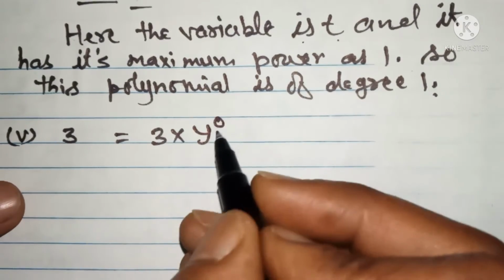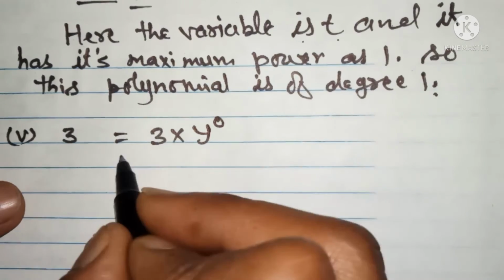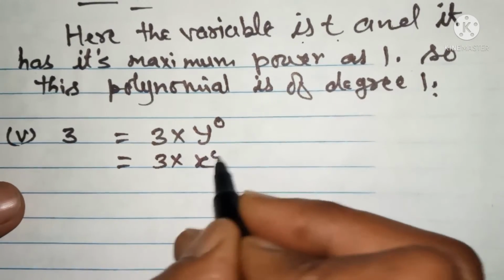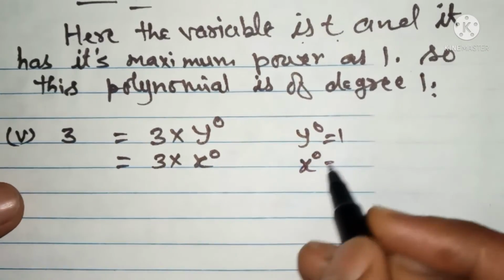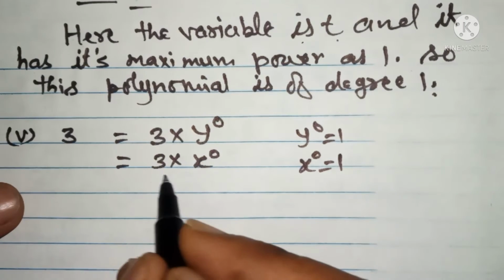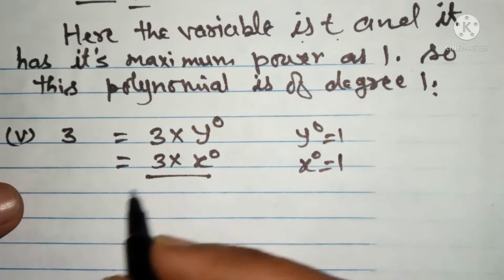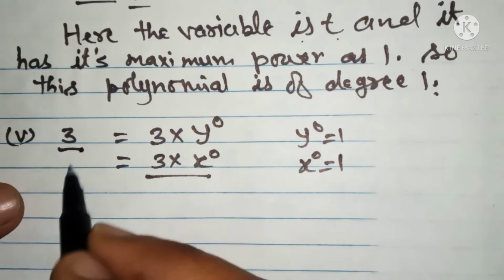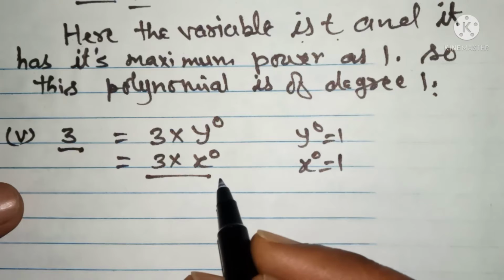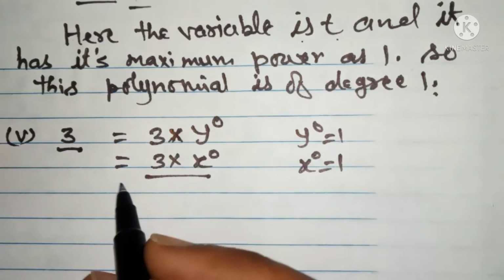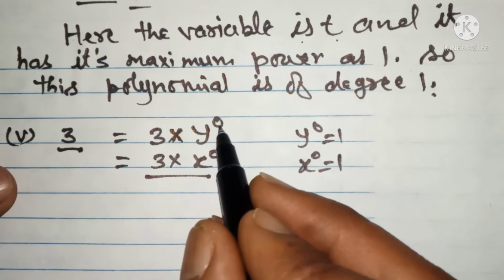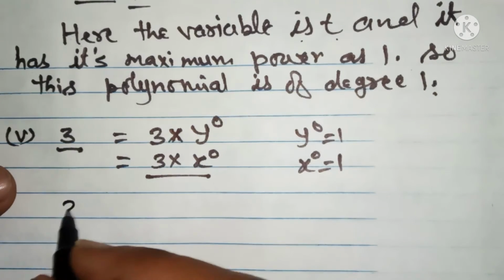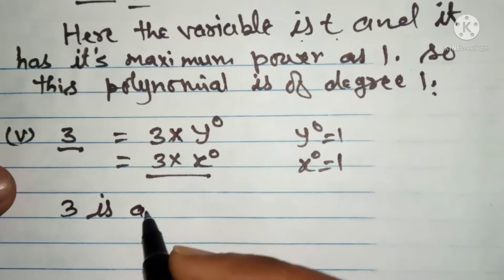In the fifth part of this question, we have only a constant 3, which can be written as 3 into y to the power 0, or we can write it 3 into x to the power 0, because y to the power 0 is 1 and x to the power 0 is again 1. So we can conclude that 3 is also a polynomial. It has only one term and the variable of this polynomial has its maximum power as 0. So 3 is a polynomial of degree 0.